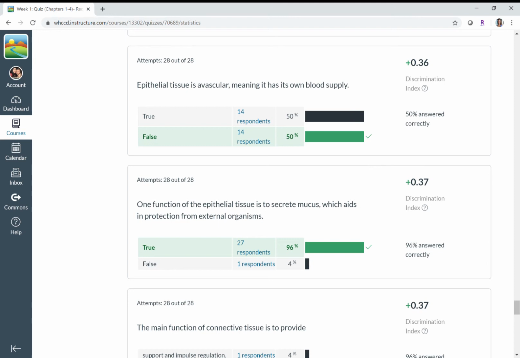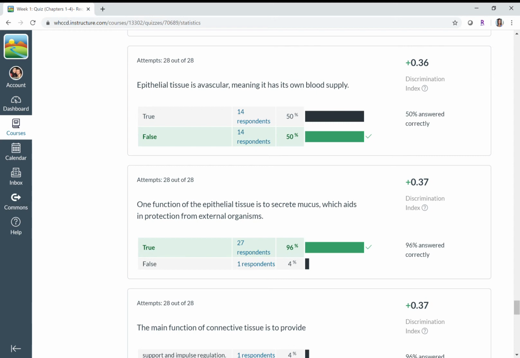Avascular, A in front of anything means the opposite of. It's like anti. So this is the opposite of being vascular. Something that is vascular has a blood supply. So epithelial tissue is avascular. It does not have its own blood supply, so it needs to get nutrition to maintain the lining from somewhere else. We talked about this in week 2 when we talked about the integumentary system, our skin.